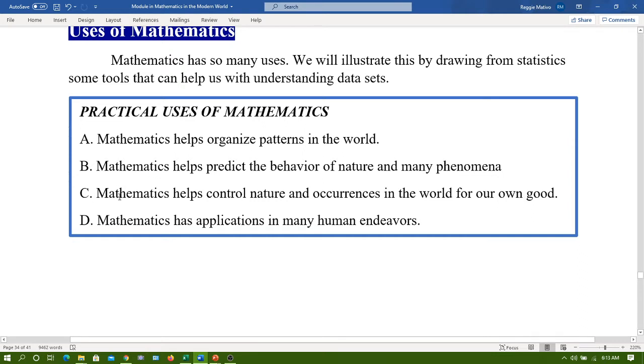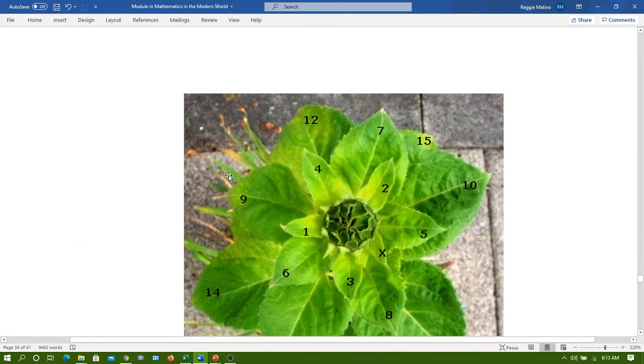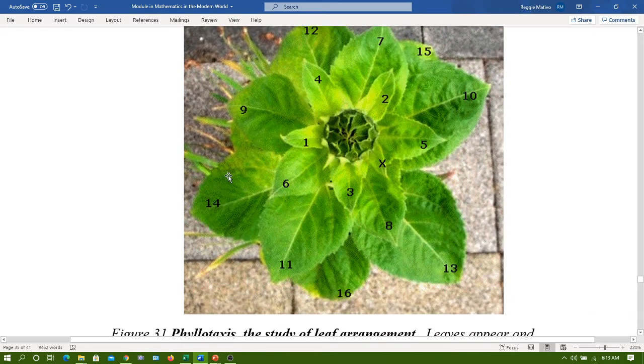Letter C, mathematics helps control nature and occurrences in the world for our own good. And D, mathematics has applications in many human endeavors. Okay, those are general, broad, practical uses of mathematics. So look at this. This is an example of phyllotaxis, the study of leaf arrangement. Notice that each of these leaves receive the best amount of sunlight, and that is the emphasis.